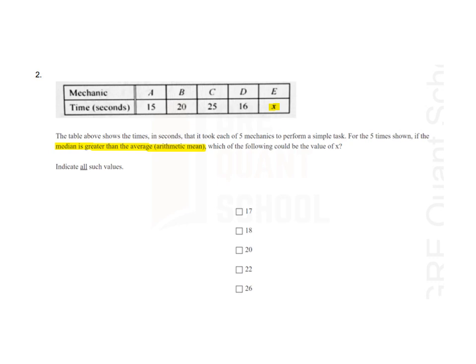To find out the answer, let's take the summation of the 4 times, that is 15, 20, 25 and 16. So we'll get 76 and add x with that. So we'll get the summation 76 plus x, and to take the average we'll divide it by 5. The values of x are given in the options, so we'll use the option test strategy. I have shown this for the first one.